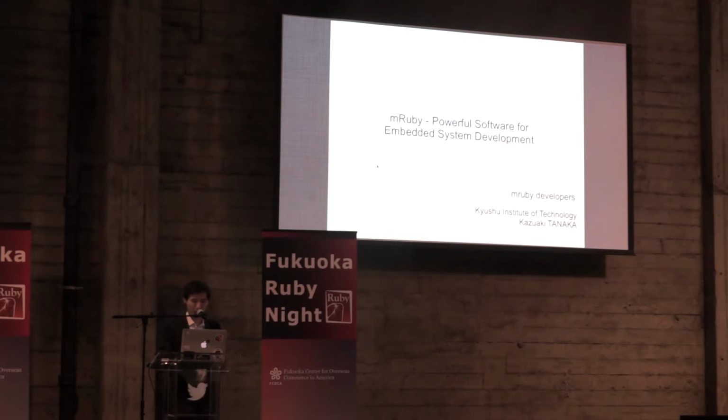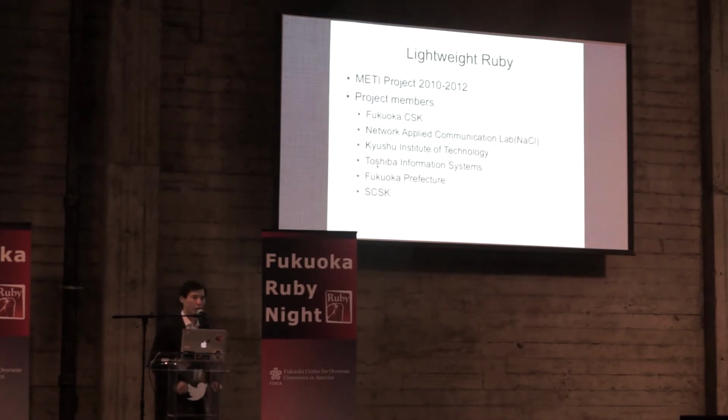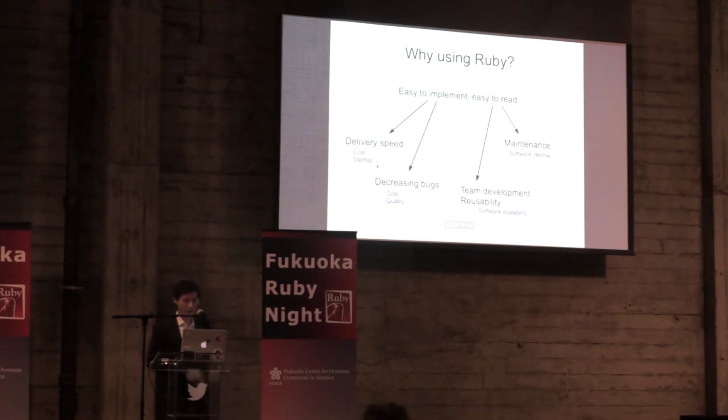I'm talking about Ruby, mruby. MRuby's original name is Lightweight Ruby. The meaning of lightweight is a very important point of this Ruby. Originally, Lightweight Ruby was supported by an MITI project, and the project members are the following. I'm from Future Institute Technology, and Matz is from the NaCl company. And several members developed the Ruby.